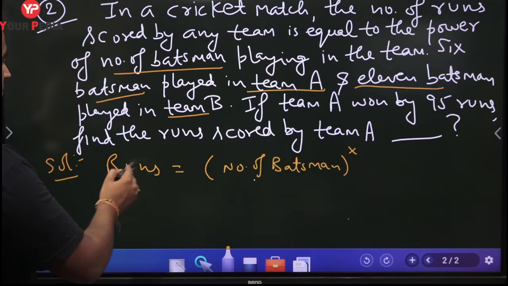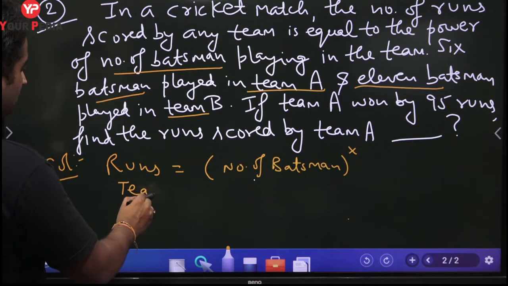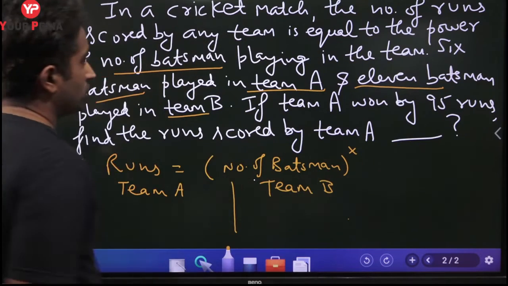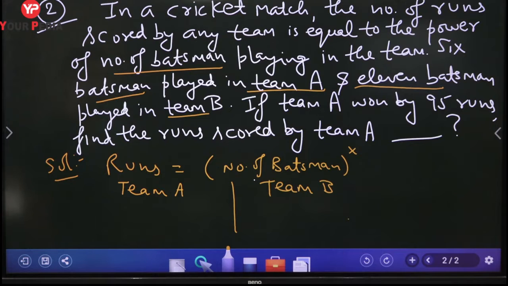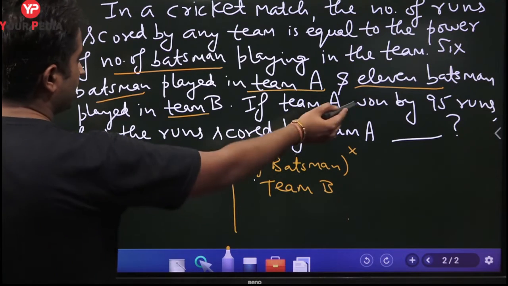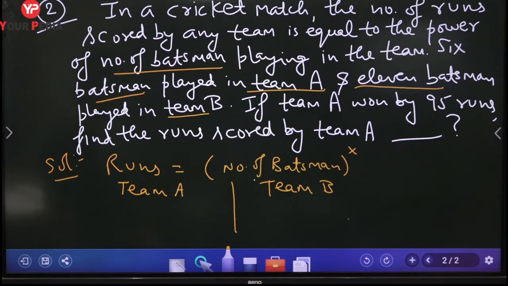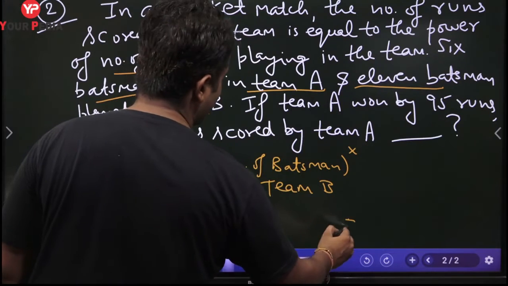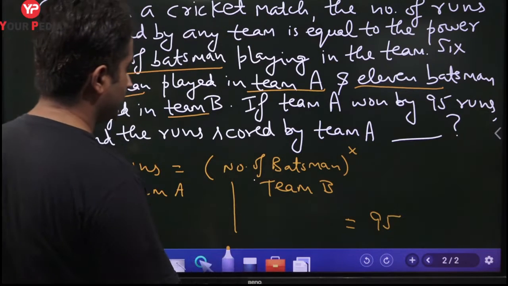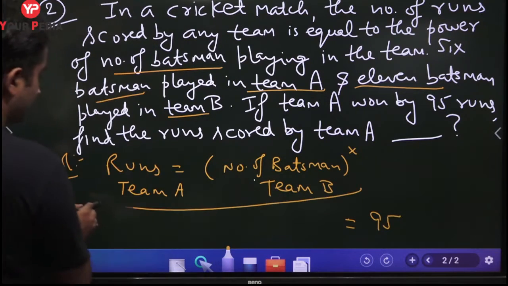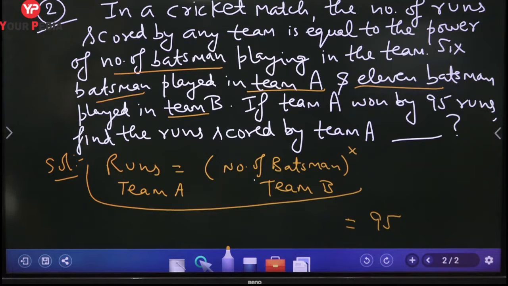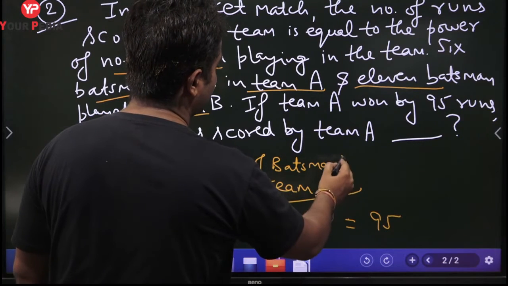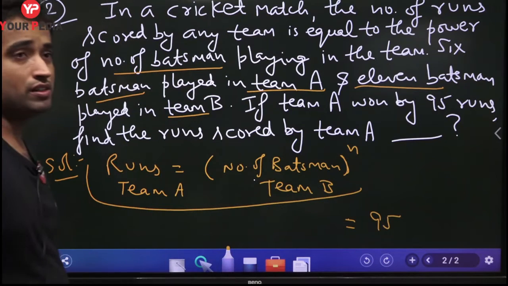So there are two teams, team A and team B. If team A won by 95 runs, that means team A scored more than team B, and the difference of runs is 95. So can I write the number of runs scored by team A? Yes. If you know the number of batsmen, accordingly you can take the power there.